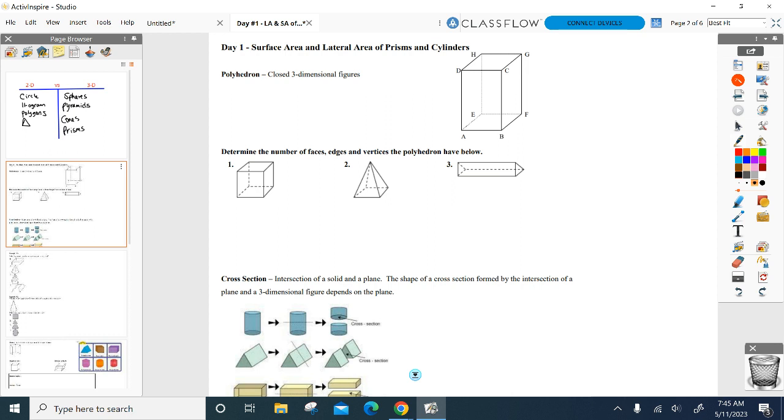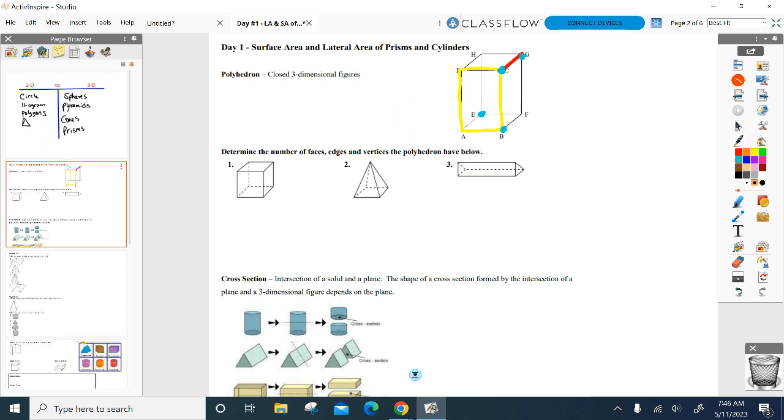Let me go over what each means before we find out how many of them there are. Faces. Here's a face on this polyhedron. An edge is what connects the faces. I'm going to put it in red. CG would be one edge in that polyhedron up top. That's called an edge that connects the faces. And the endpoints of the edge are called vertices. So C, G, B, E, those are all vertices. The edges connect the faces, and the endpoints of the edges are called vertices.